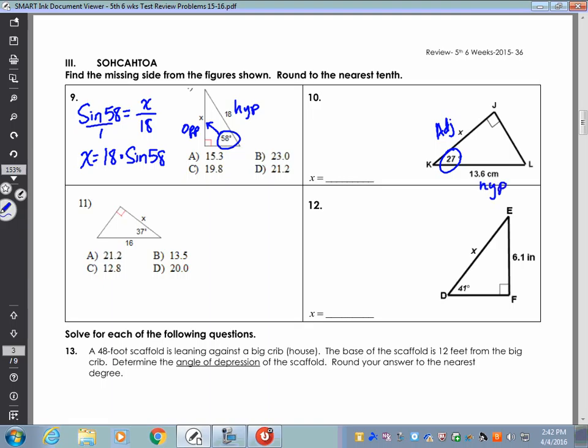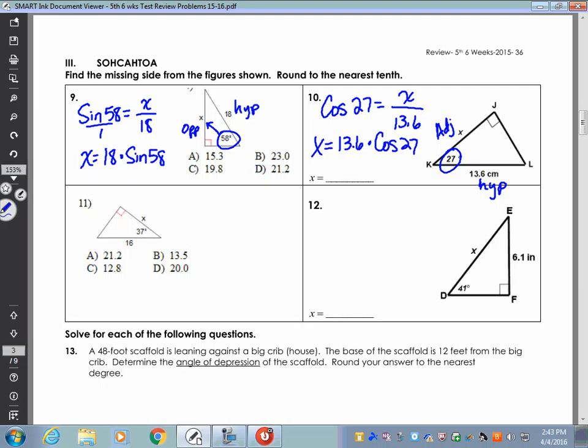10.6 is the hypotenuse. What trig function deals with adjacent and hypotenuse? Correct, cosine. Cosine of the angle, which is the 27, equals adjacent over hypotenuse, 13.6. Again, x is on top, so x would equal 13.6 times the cosine of 27.